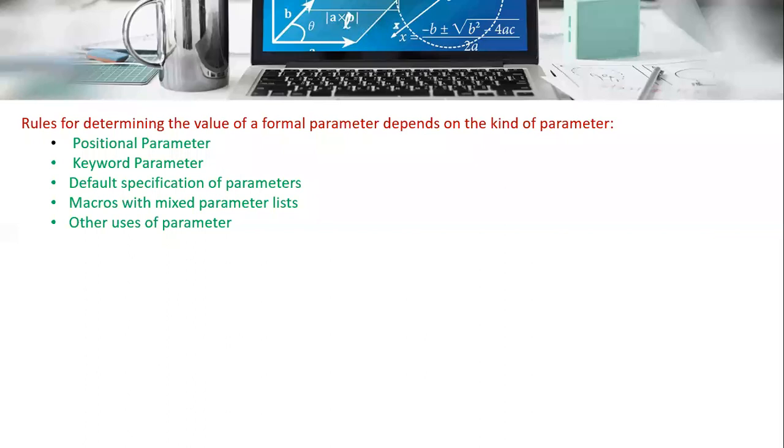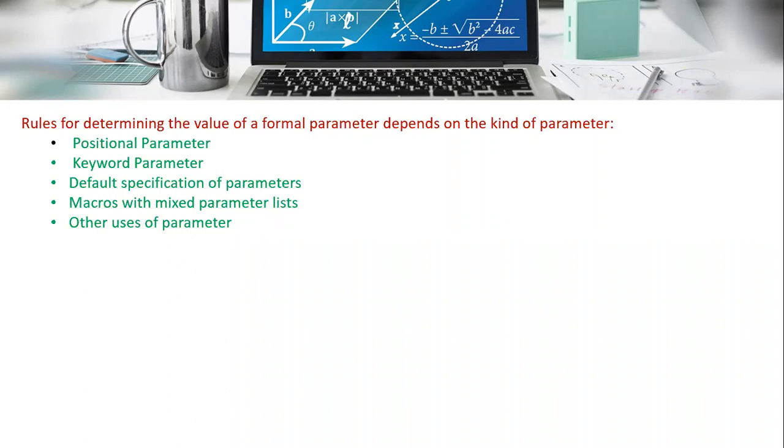Formal parameters and actual parameters are the two main types of parameters, but beyond them we can have some other kinds of parameters used in our macro also. First, the positional parameters; second, the keyword parameters; third, the default specification of the parameter. In other high level languages, we can use such a parameter as a default parameter. Next is the macro with mixed parameters, where we combine the positional parameter, keyword parameter, and default parameter into a single macro.